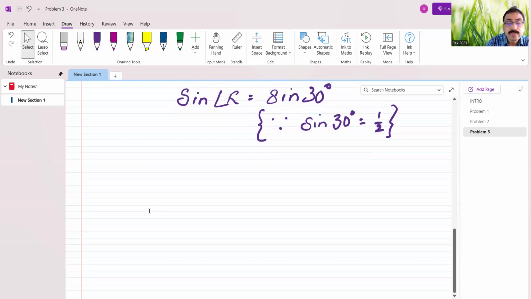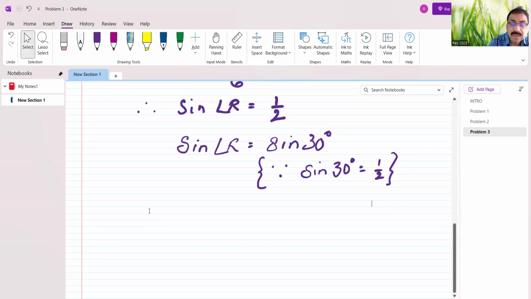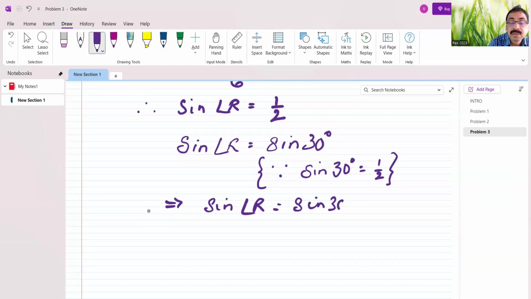we have sine R is equal to sine of 30 degrees. Like in one of the previous questions, we said if sine A is equal to sine B, it means A is equal to B. So angle R is equal to 30 degrees. So that is one answer.